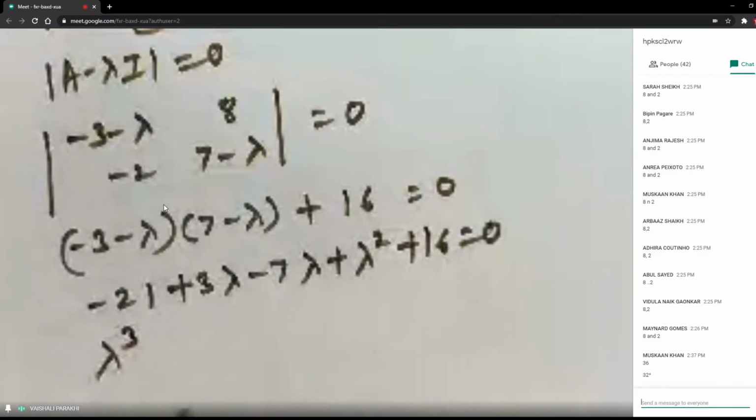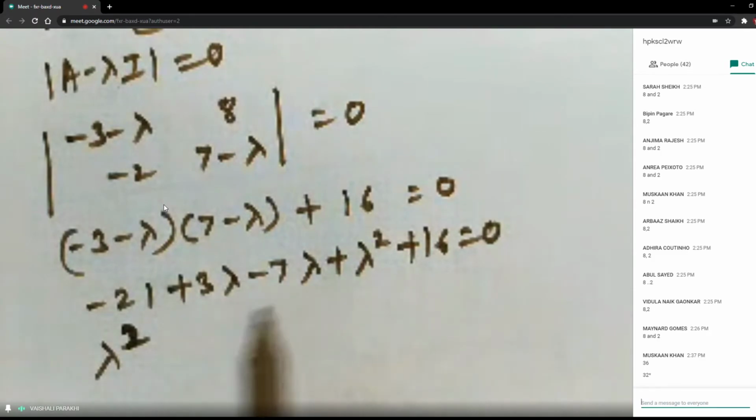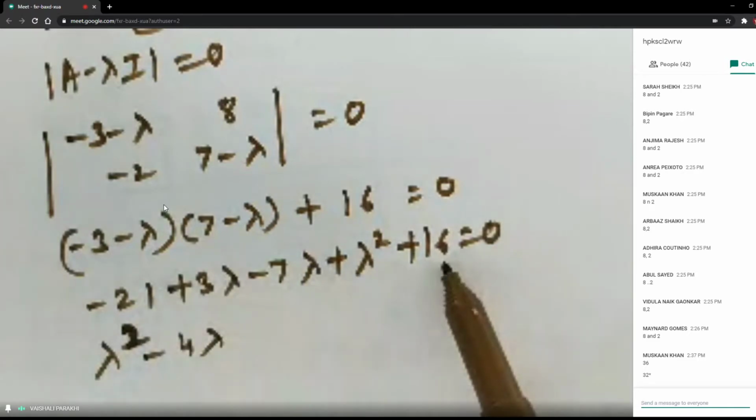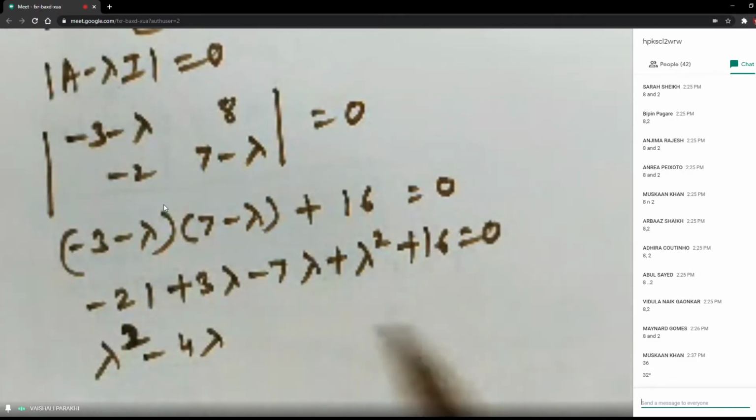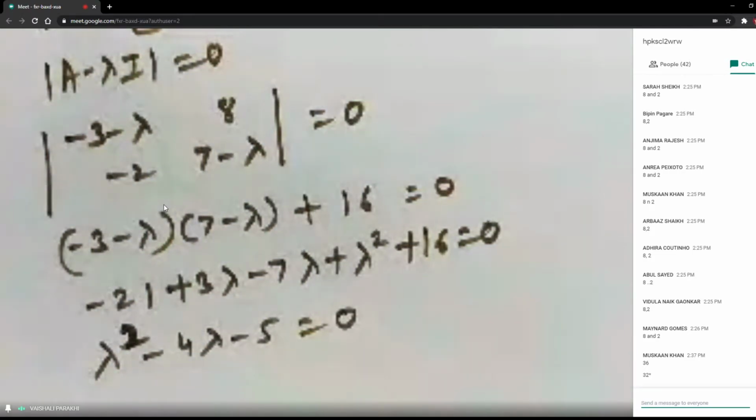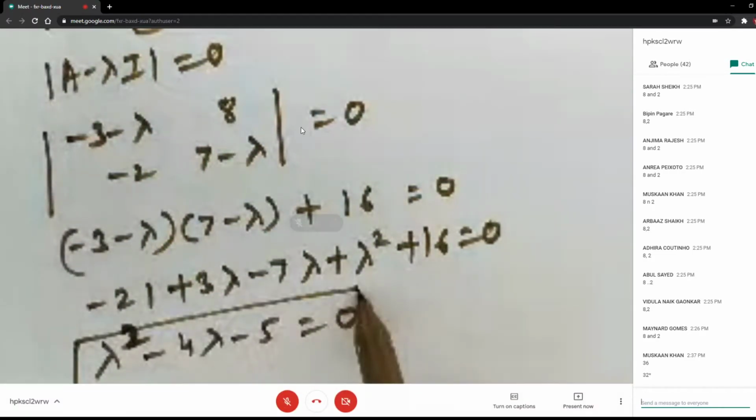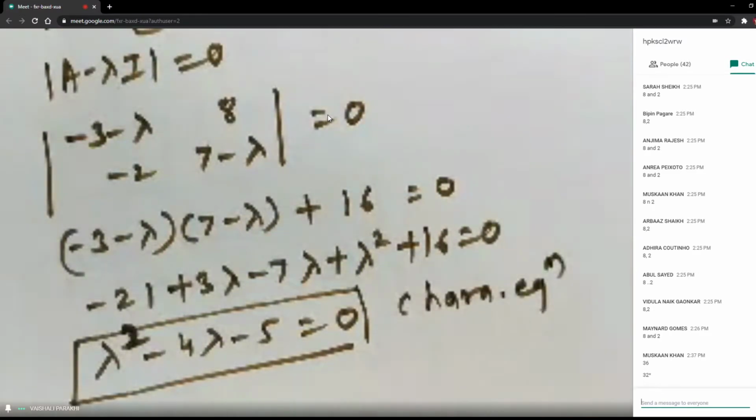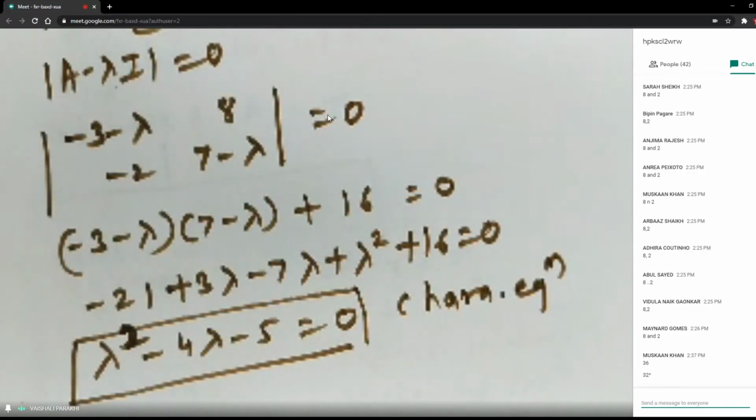Now write in order. First lambda square, correct? Because this is a 2 by 2 matrix, your equation will definitely be quadratic. Then see, how many terms in lambda are there? 3 lambda and minus 7 lambda. So it will give you minus 4 lambda, right? And then see what the constant terms are, minus 21 and 16. So how much is it? Minus 5 is equal to 0. And this equation is your characteristic equation. And it is quadratic because the given matrix is of order 2 by 2.